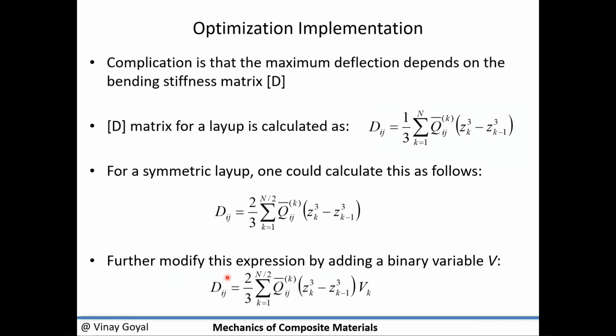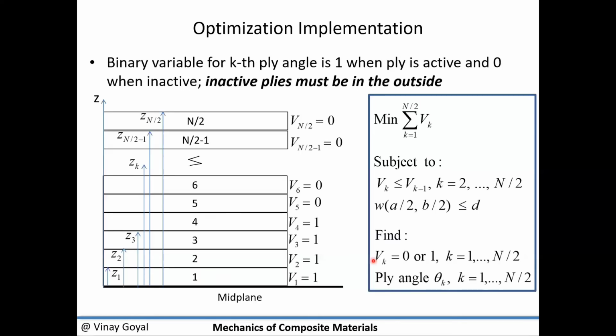And the way we did it was to modify the D matrix so it's calculated with this V binary variable. And the approach that we're going to use is to minimize the summation of all these V's. Notice here how if I minimize the summation of all these V's, what I really get is the minimum number of plies I really need. And you can see that here. We want to minimize the summation of all these V's because that gives me the minimum number of plies.